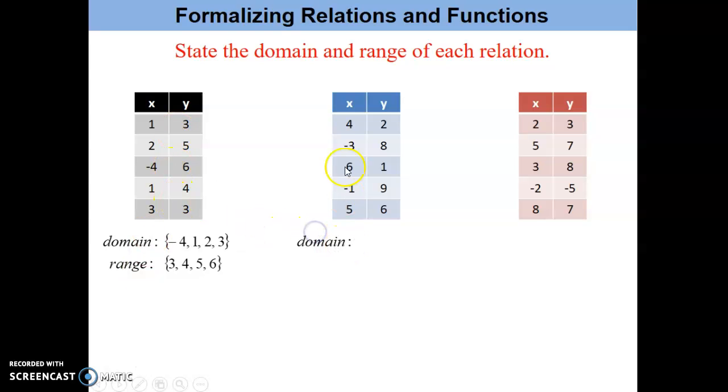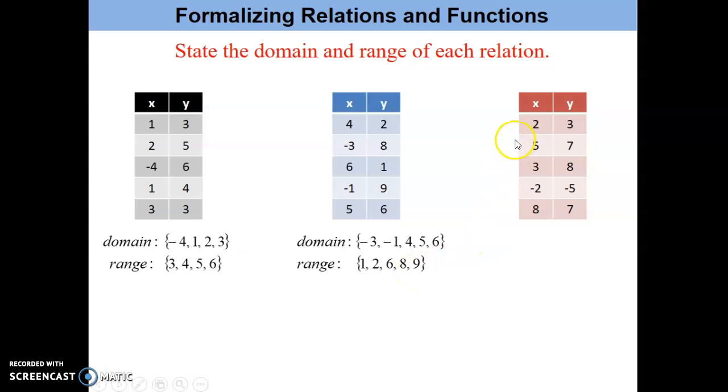For our second table, our domain is all of our x values here on the left. Again, we put them from least to greatest. Negative 3 is the smallest, then negative 1, and then 4, 5, and 6. Now our range. Now we're going to look at the y values. From least to greatest, we have 1, 2, 6, 8, and 9. None of them were repeating, and so we write all of those numbers down.